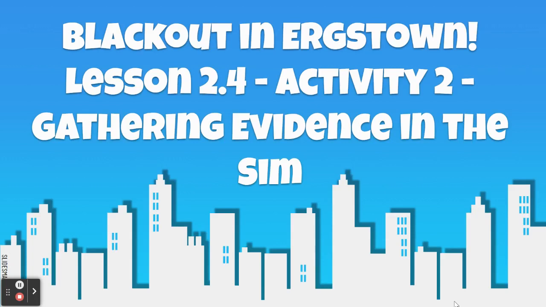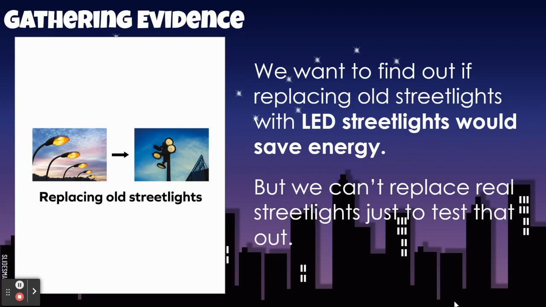We're back in Ergstown, and today we're doing lesson 2.4, activity 2, gathering evidence in the sim. So in our last lesson, we were provided with two solutions by the city engineer. The first one was to ask people to use their devices differently or to not use their devices. And we decided that one solution did not meet our criteria because part of the criteria was that we couldn't make people change how they use their devices. So we knew that one wouldn't work. So we decided to go with option 2, which is replacing old streetlights with new LED streetlights.